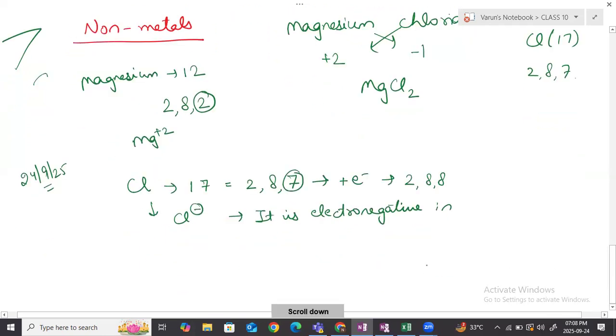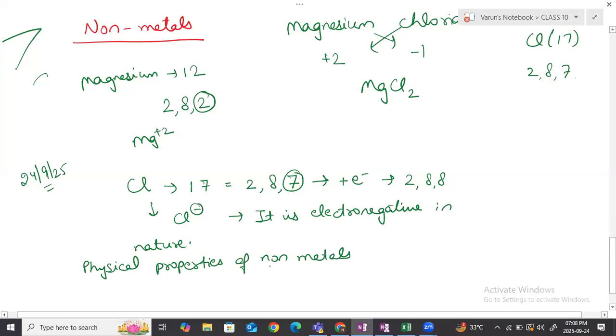Is it clear? Yes, ma'am. This is a basic concept. Now come to the physical properties of non-metals. Ma'am, you have to write it. You will write after. I will give you the time. Okay.